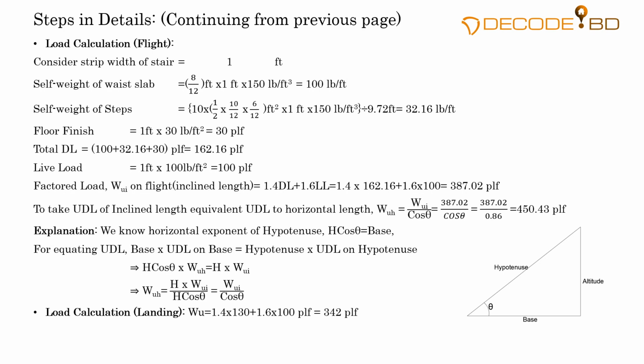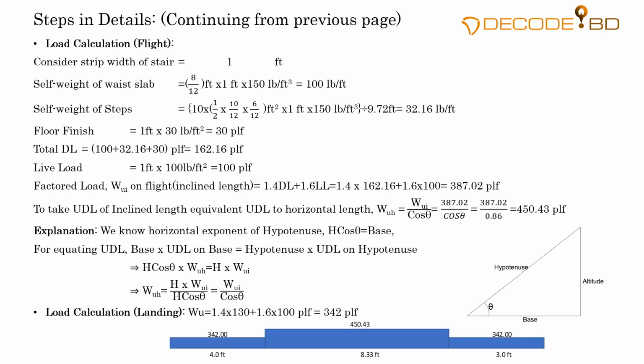Here load calculation on landing, Wu coming same way, 1.4 into 130 plus 1.6 into 100 equal to 342 PLF. For landing we don't have the self weight of steps, so that 32.16 pound per feet here not coming, so it is coming 130. Total dead load and live load 100 PLF, so it is giving ultimate loading 342 pound per linear feet.